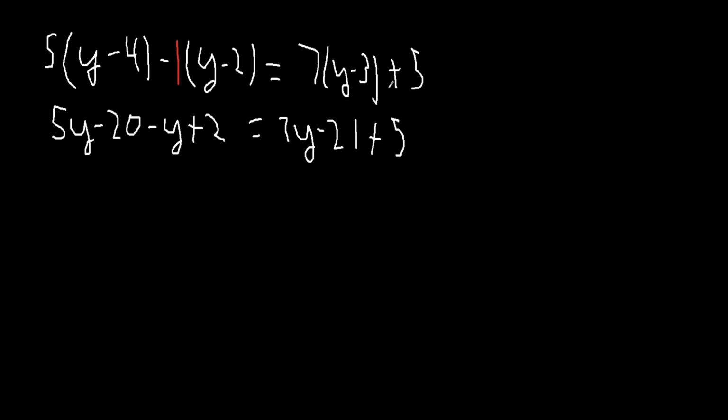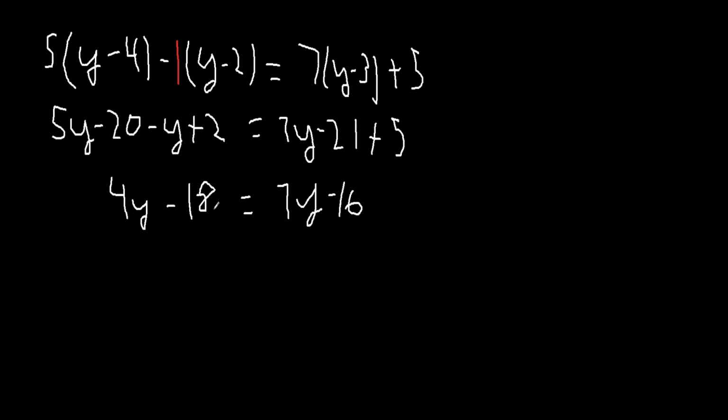So before we start moving things around onto different sides of the equation, we have to collect our like terms. So here we have 5y and we have negative y, so these can be combined. And here we have negative 20 and positive 2, so that gives us negative 18. And now here on this right side, we have 7y minus 21 plus 5, and negative 21 plus 5 is negative 16. So now that we've collected our like terms, it's much easier for us to move our terms onto different sides of the equation and balance this equation.